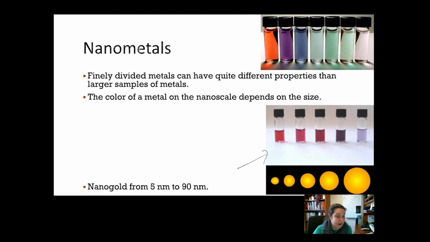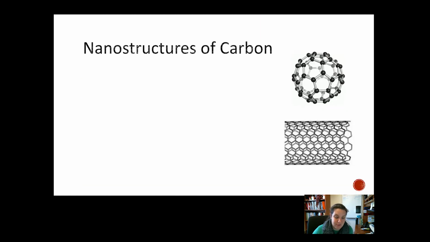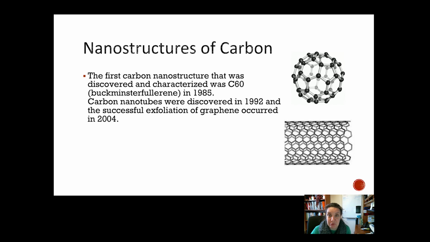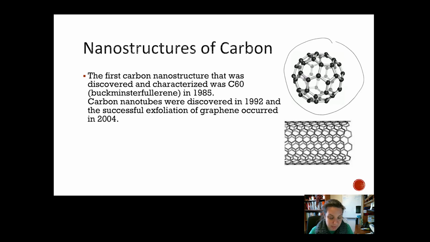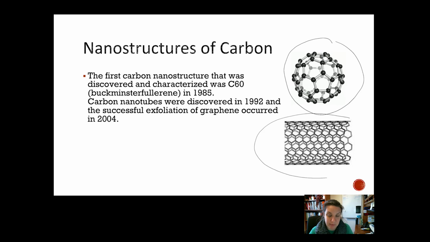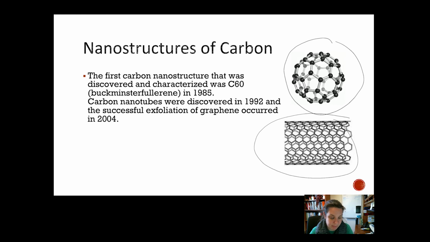We also have nanostructures of carbon. This is the last thing we're going to look at, just because they're super fun. We've got a couple that we're going to look at. We're going to look at Buckminster fullerene, or buckyball. That's this right here. We call it C60. This was discovered back in 1985. And then we have carbon nanotubes, this one right here. They were discovered in 1992. And there's also graphene, which we're going to talk about in just a second, in 2004.